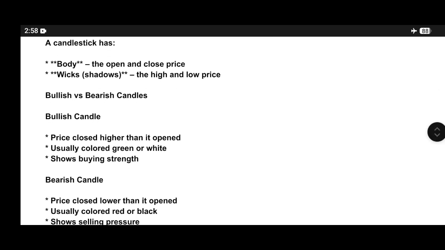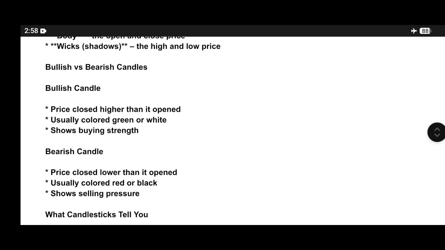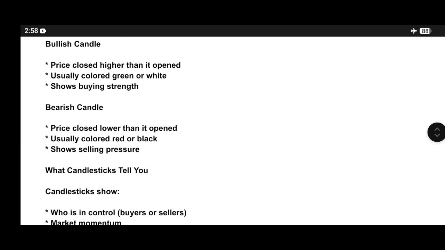A bullish candle shows price closed higher than it opened, usually colored green or white, showing buying strength. Then a bearish candle does what? Price closes lower than its open, usually colored red or black, showing selling pressure.